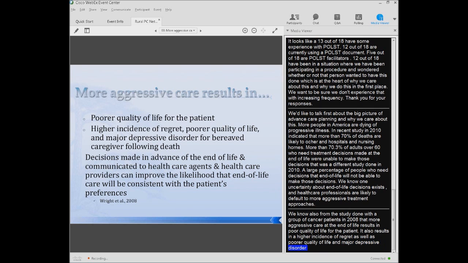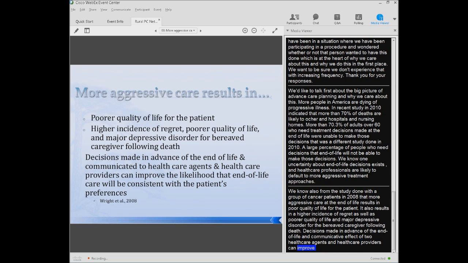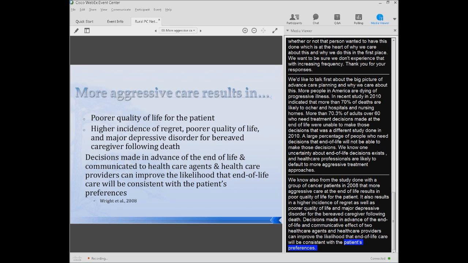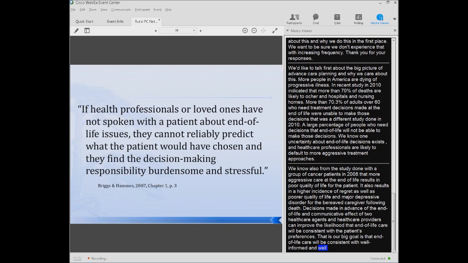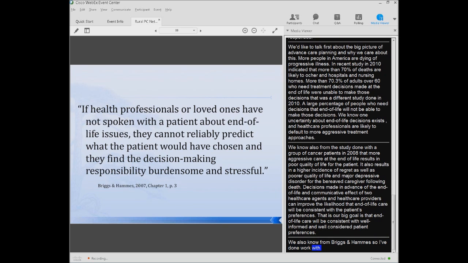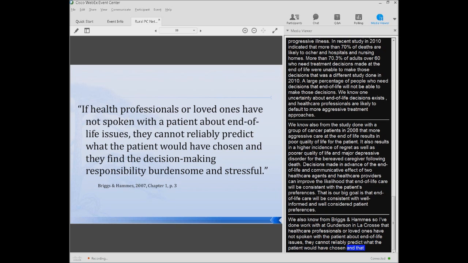We know that decisions made in advance of the end of life and communicated effectively to healthcare agents and to healthcare providers can really improve the likelihood that end-of-life care will be consistent with the patient's preferences. And that's our big goal standard, that end-of-life care will be consistent with well-informed and well-considered patient preferences. So that's kind of our big goal. We also know from Briggs and Hammett, who have done the Respecting Choices work over at Gunderson in La Crosse, if healthcare professionals or loved ones have not spoken with the patient about end-of-life issues, really they cannot reliably predict what the patient would have chosen, and that makes the decision-making responsibility more burdensome and more stressful. I think that's probably not a surprise to any of us.